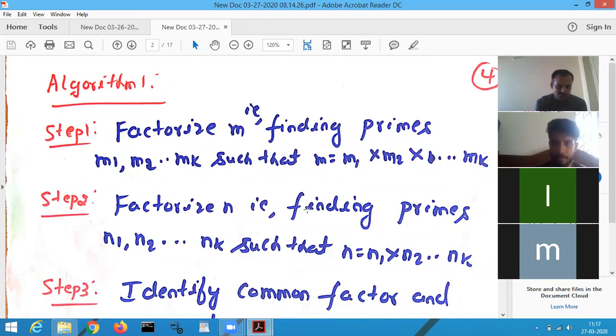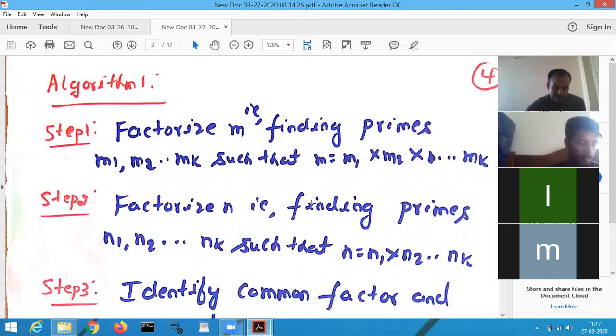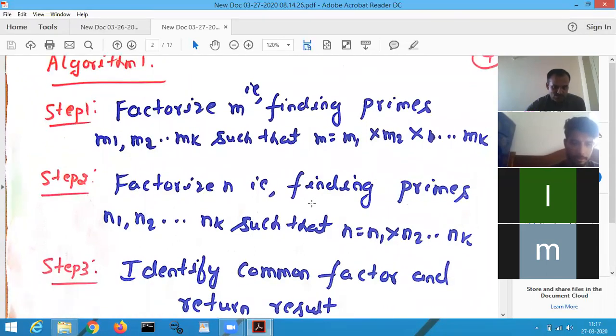Let us move on to step 2. Take another number n, factorize n. That is, find the prime factors n1, n2, and so on up to nk, such that n is equal to n1 times n2 times, and so on up to nk. The final step is identify common factors and return the results. This is the simple school level algorithm you might have studied in your school days.